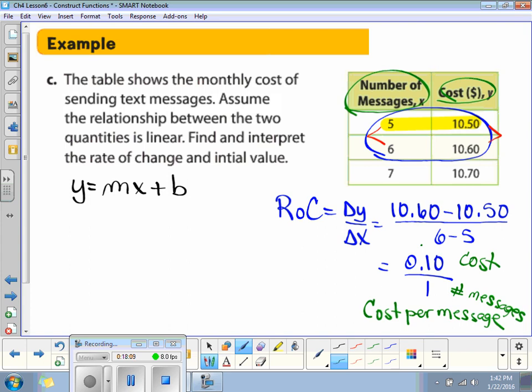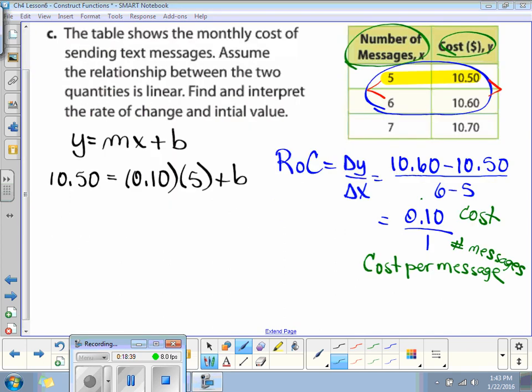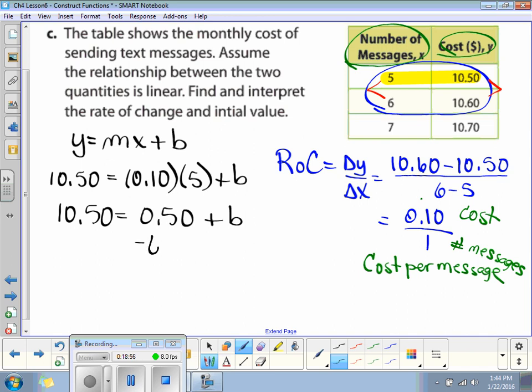So y here is going to be 10.50. My slope, or my rate of change, is 10 cents, right? My x from the table is 5, plus b. So we have 10.50 is equal to 0.50 plus b. Then we're going to subtract 0.50. So b is equal to $10.